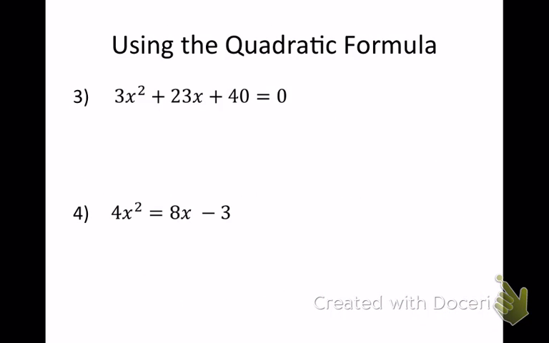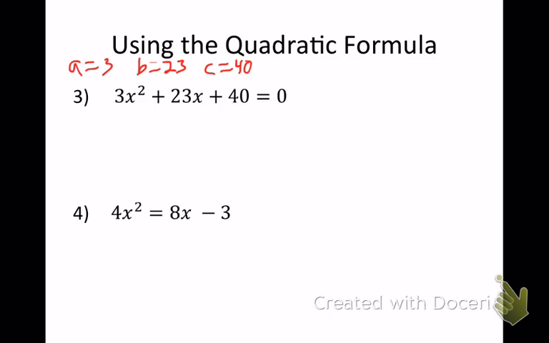Let's take a couple seconds and try number 3 and 4 here. So I have 3x squared plus 23x plus 40 equals 0. First thing I always want to do is identify A, B, and C. Joe Daniels, what's A, B, and C? A is 3. What's B? And C? You say 40?